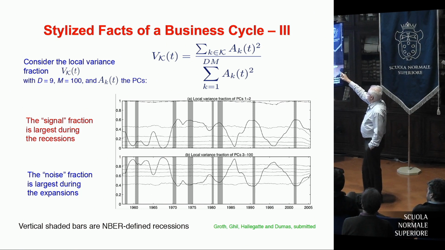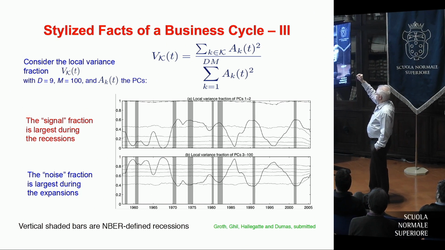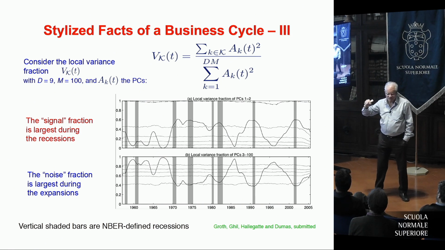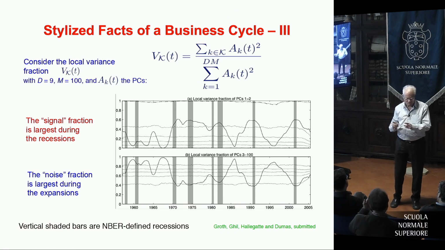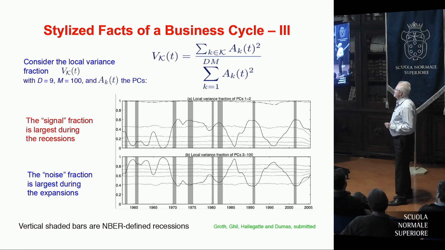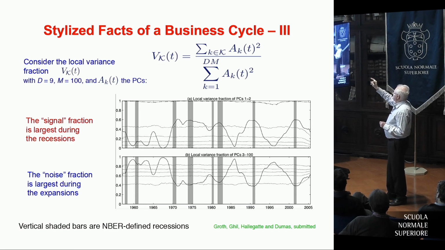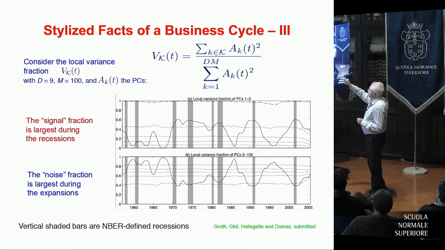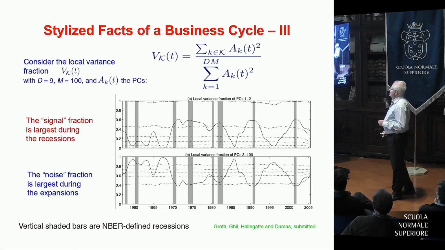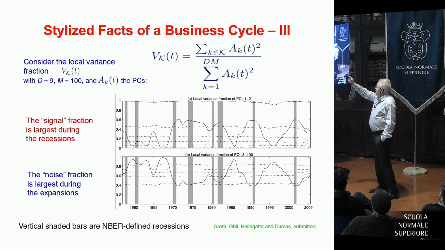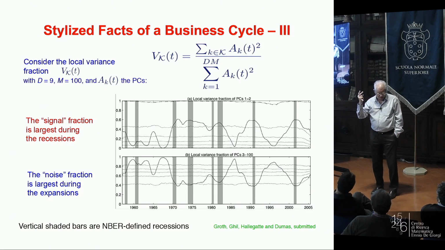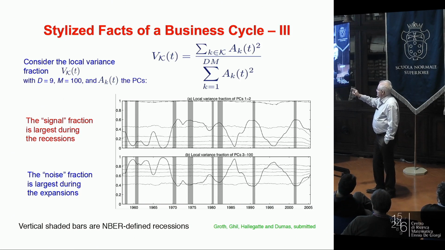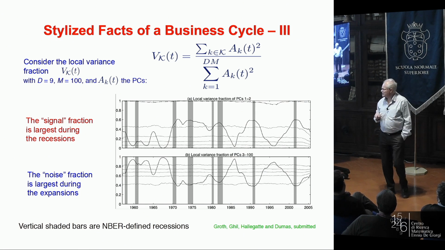The sum over the K principal components, where K is a subset of these reconstructed components that we're interested in, divided by the entire set. D is the dimension, M is the window width. Now the upper panel is the local variance fraction of PCs 1 and 2, the leading pair, and the lower panel is the rest, from 3 to 100.